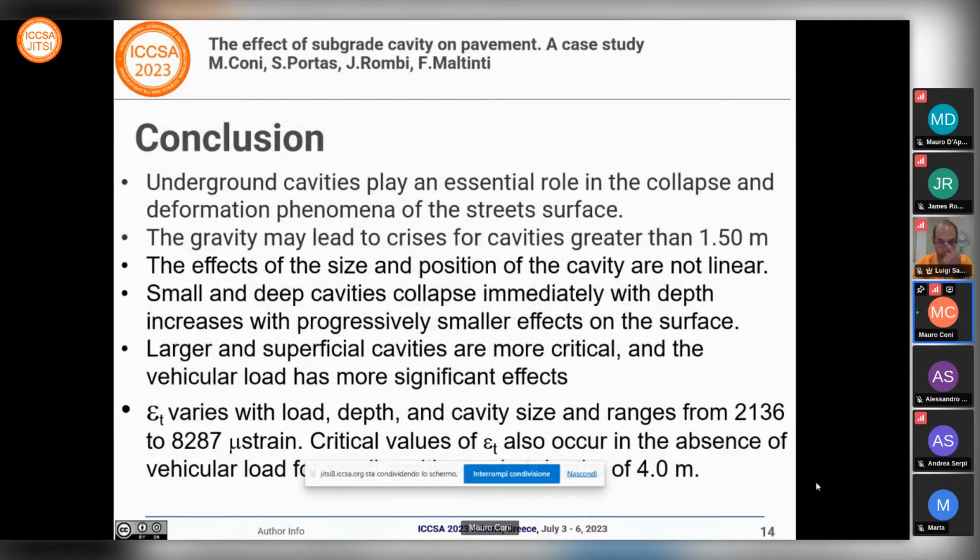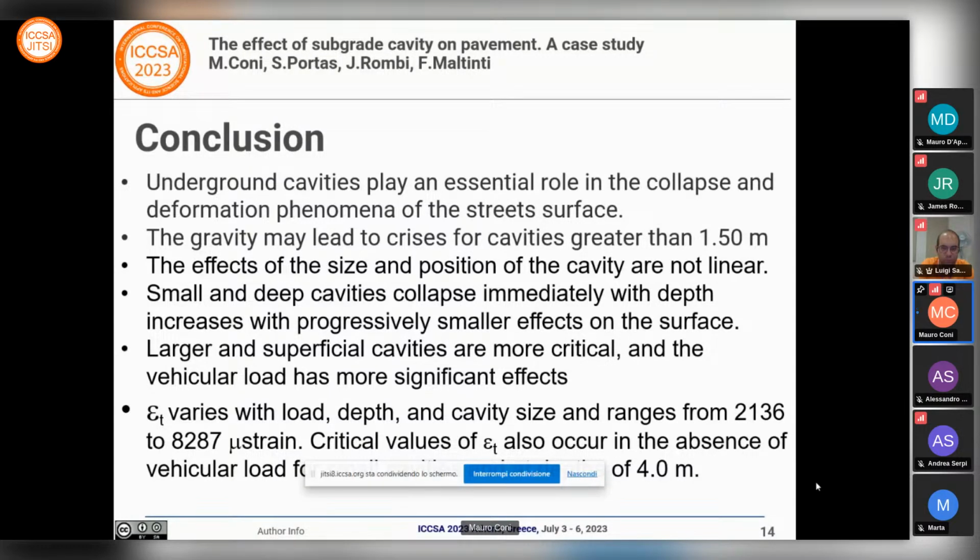The gravity may lead to collapse for cavities greater than 1.5 meters. The effect of the size and position of the cavity is non-linear. Small and deep cavities collapse immediately, while when depth increases there is a progressively smaller effect on the surface. Larger and superficial cavities are more critical, and vehicular load has a more significant effect in this situation. The equivalent deformation varies with load and ranges from 2,000 to 8,000 microstrain.